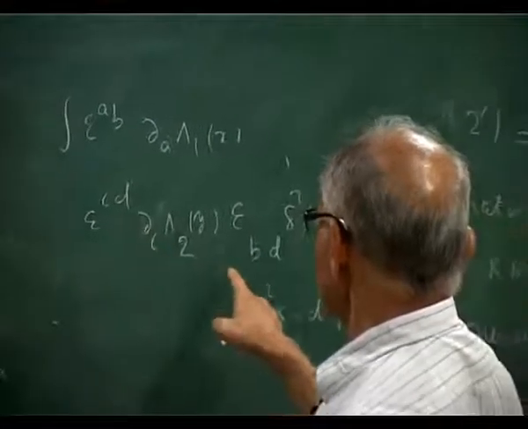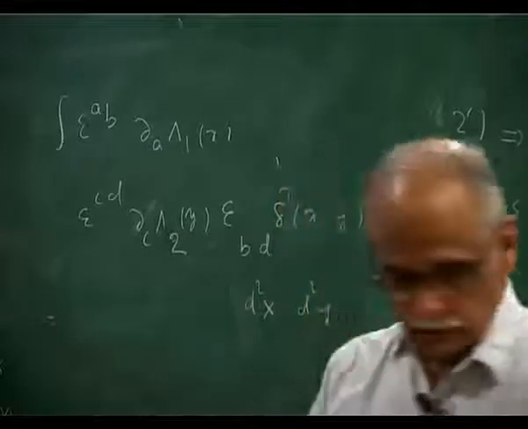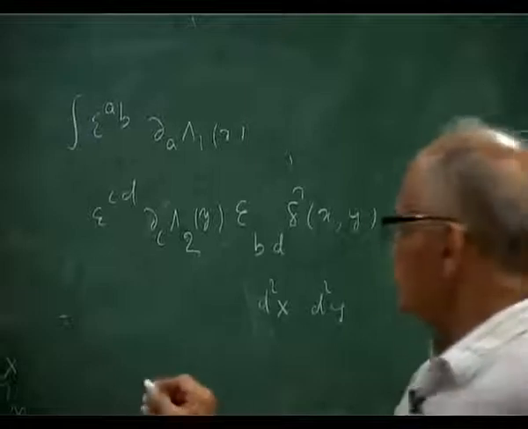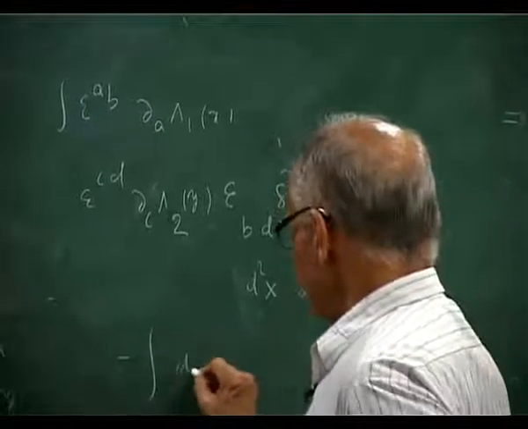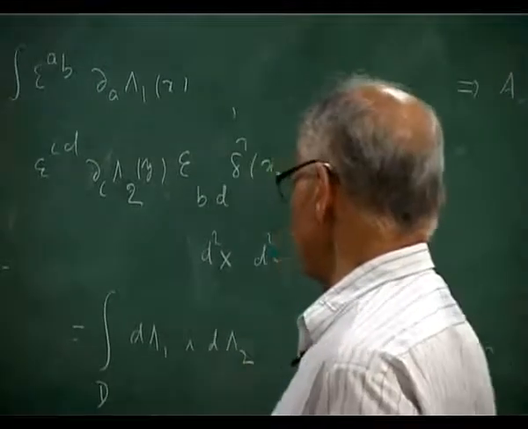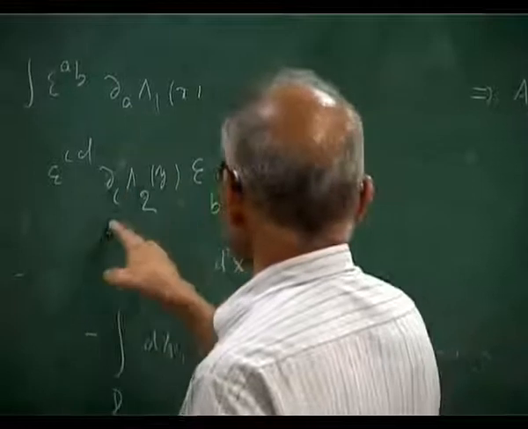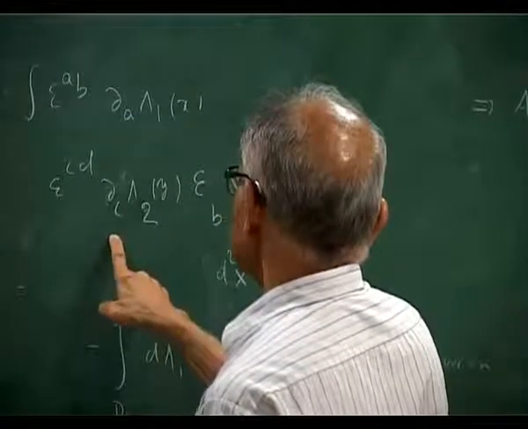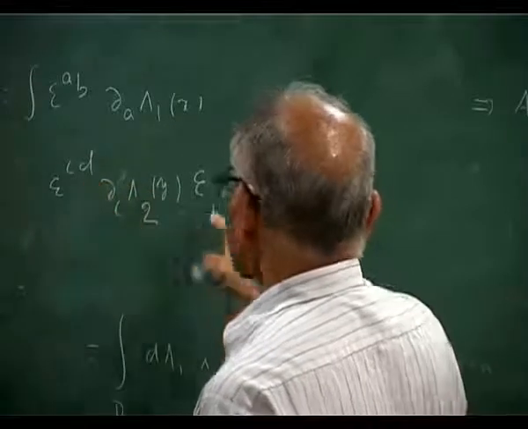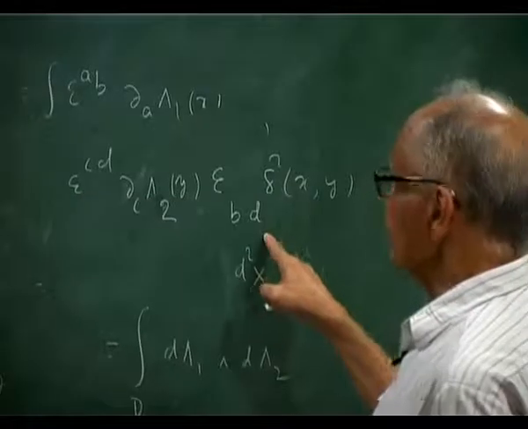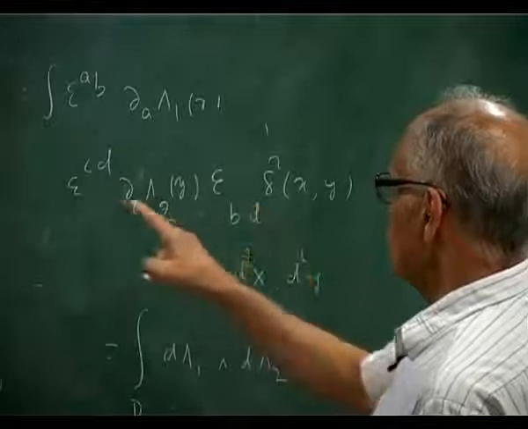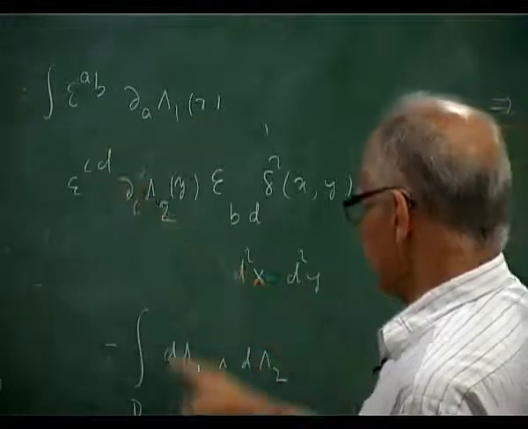Is it true? Let me see, I will tell you the answer I should get. I should simply get d lambda 1 wedge d lambda 2. So A and C should be antisymmetrized. BD is correct, what I got. This epsilon BD, so this with this will give me delta AD. So you get delta CA, so you get antisymmetrization.